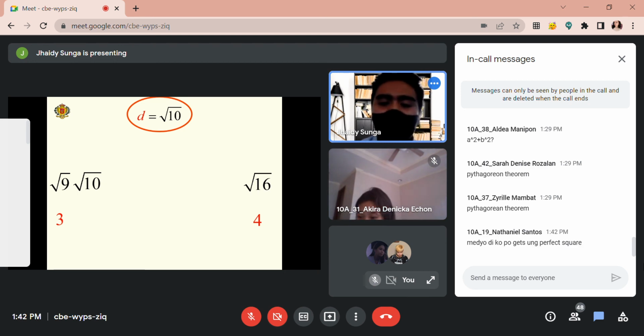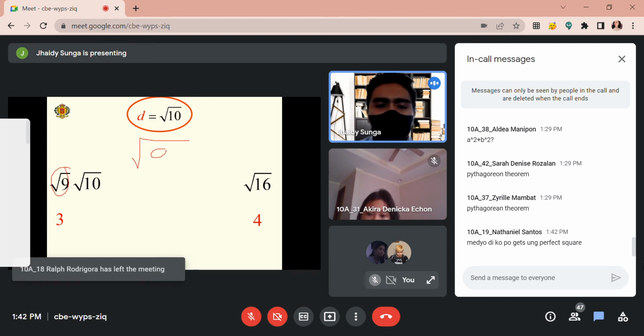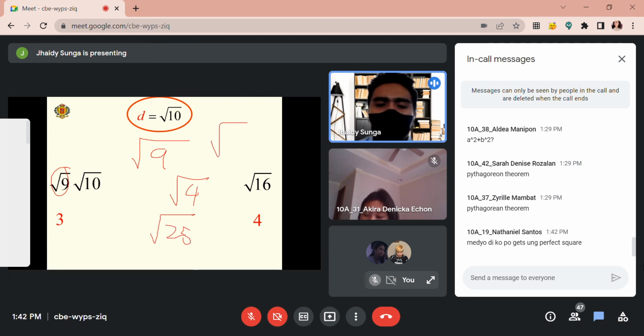Sometimes they are asking me to have Google Meet. It's fine, but perfect squares. If you have perfect squares, let me have this extension like 2 minutes or 1 minute. Alright, so let us have this perfect squares. Now, what are the perfect squares? For example, we have this square root of 9. Square root of 9, what else? Square root of 4, square root of 25, square root of 36, square root of 49.